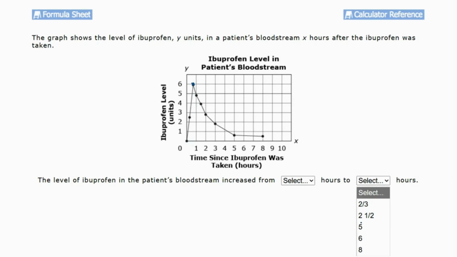So here we have 2, 1 by 2, 5, 6 and 8. All these are going to be more than 1. And 2 by 3, that is the one that is going to be less than 1. And 2 by 3 is going to be somewhere around 0.66. So you can see here, yes, we have the same point coming here around 0.66. So the value is going to be 2 by 3.